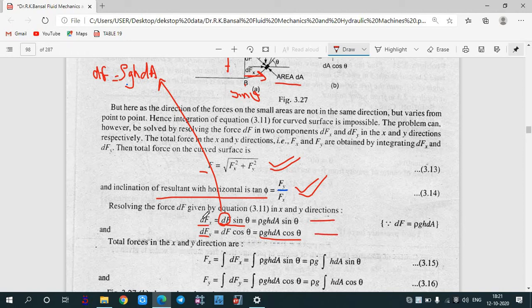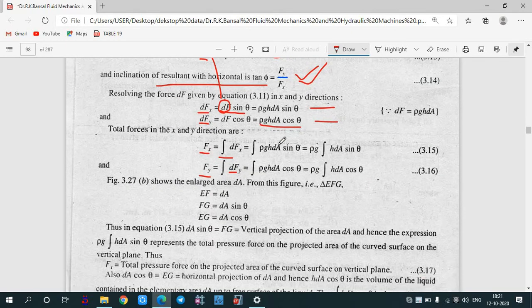Now because this is dFx and dFy, this is for the small element. If we want to calculate it for the bigger portion, we need to integrate it. So integration of dFx will give you Fx, and integration of dFy will give you Fy. So we will try to integrate it. Integration of dFx, we are replacing it by this equation, rho g h dA into sine theta, and again rho g h dA into cos theta. Now rho g are constant values, so rho g will be out in both the cases. Now h dA sine theta, and this is h dA cos theta.